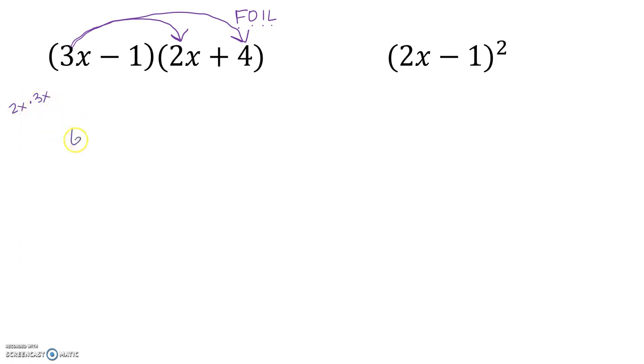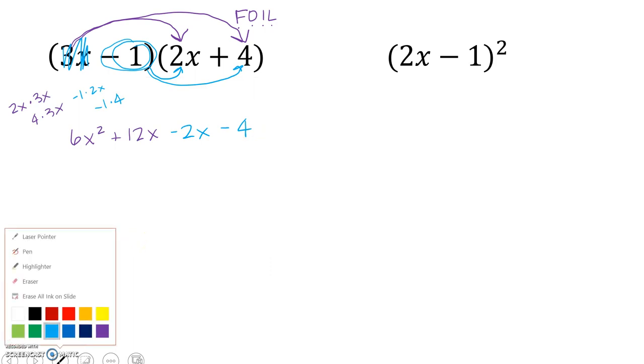So 3x times 2x. Multiply the 3 and the 2, so I get 6. And x times x is x squared. And 3x times positive 4, well, that's just 4 times 3, which is 12x. Now I'm done with the 3x. Now I'll multiply the negative 1 to both the 2x and the 4. So negative 1 times 2x would just be negative 2x. And then negative 1 times 4 is just negative 4.